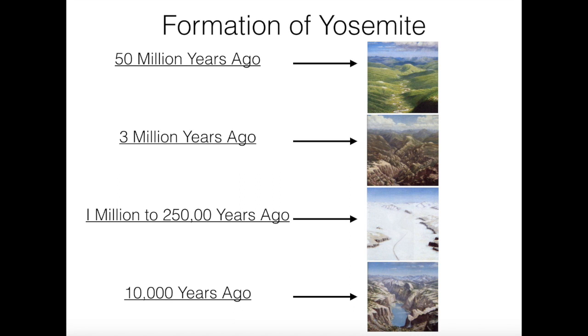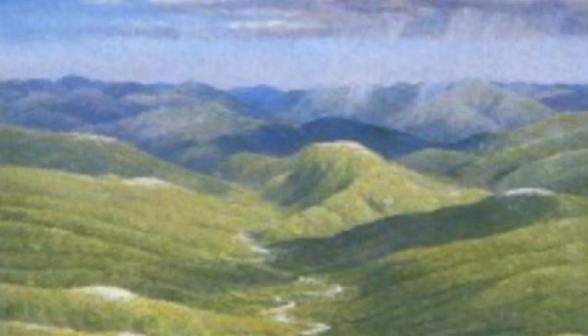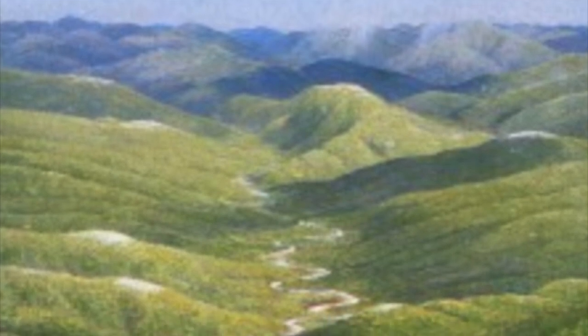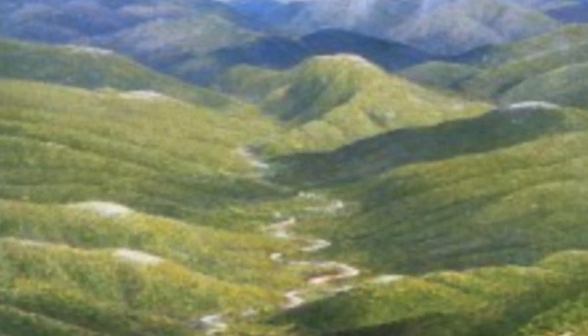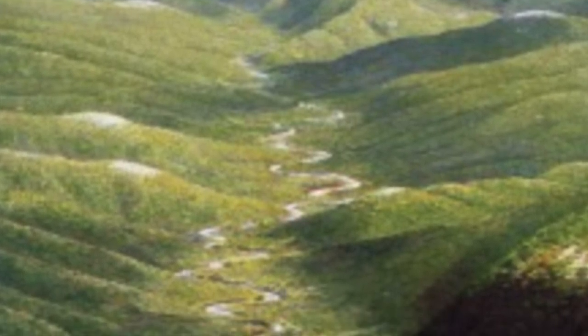So this slide explains the formation of Yosemite National Park over a long span of time. As you can see, the top photo in the slide here is around 50 million years ago. The landscape consisted of rolling hills, broad valleys, and meandering streams. There was a lot more vegetation back then, and it doesn't quite have the canyon-like landscape we see today in the area of Yosemite National Park.